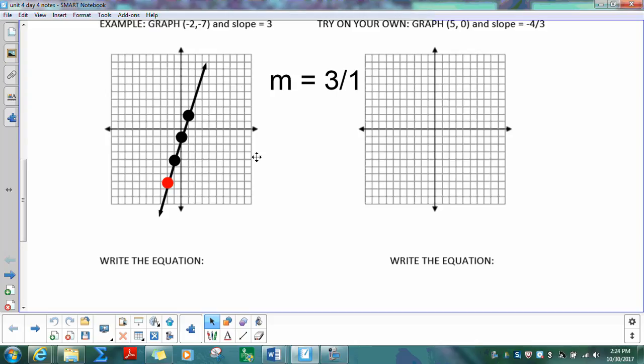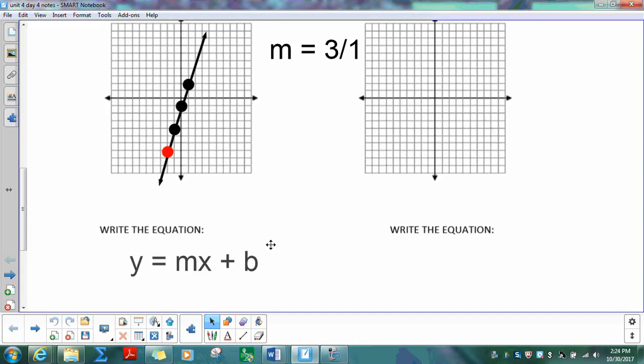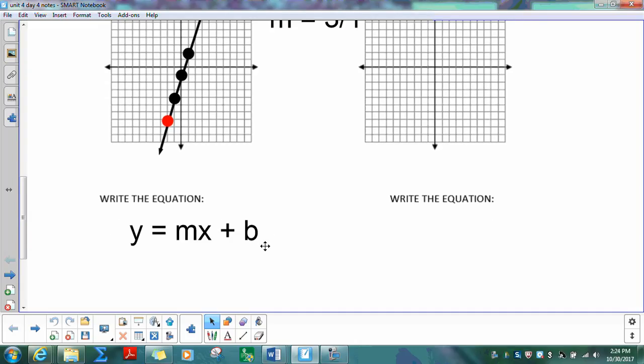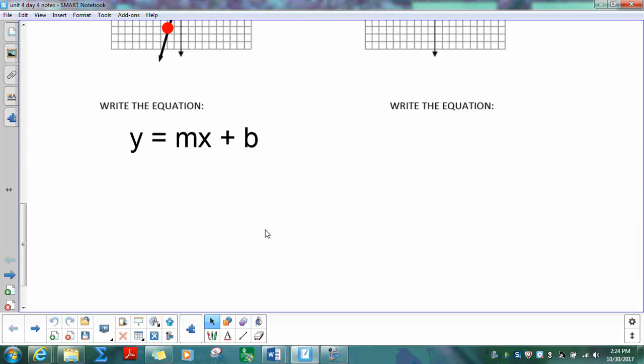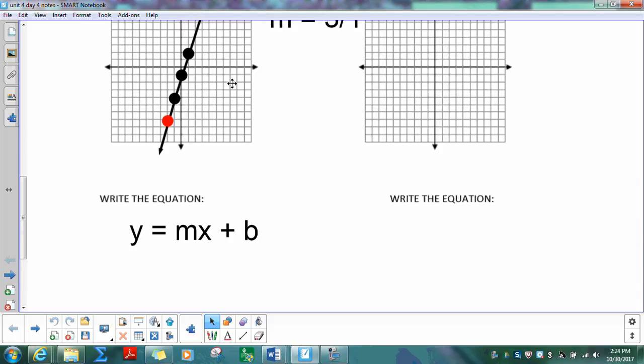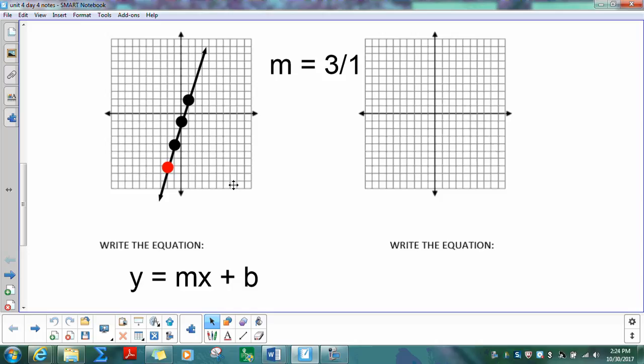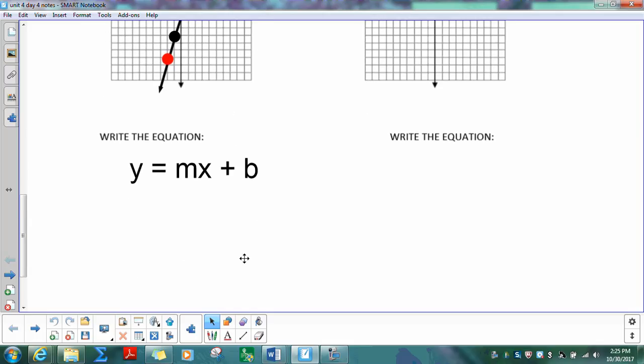And to complete this example, we're going to write the equation. Now that we've graphed it, it's a lot easier to write the equation because all we need is the slope and the y-intercept, which is right here. Remember we're doing y equals mx plus b. So the slope was 3, and the y-intercept, if you look, we crossed it very nicely at negative 1. So all we have to do is write it that way.